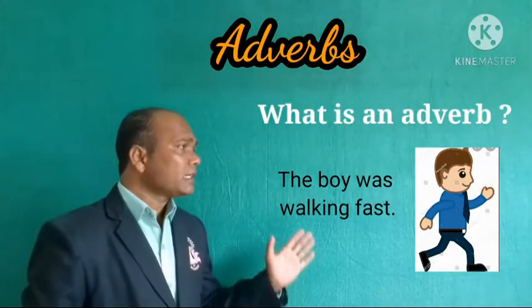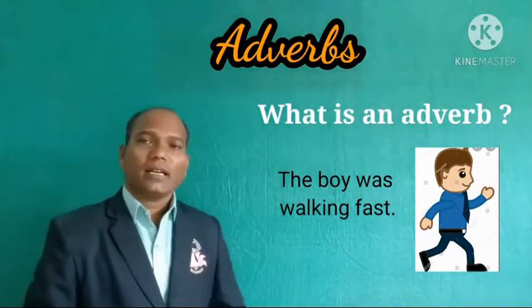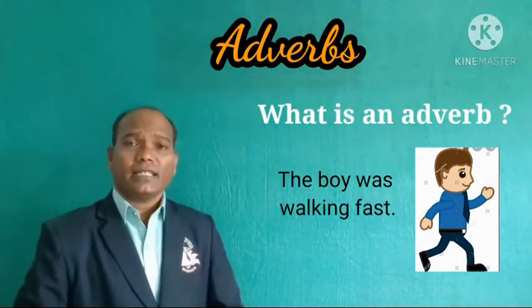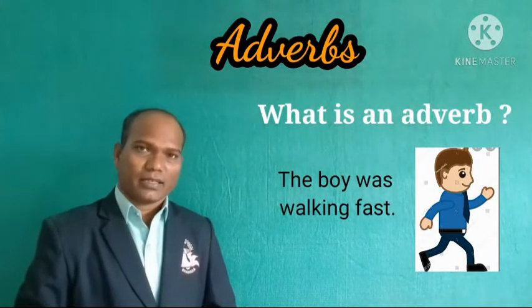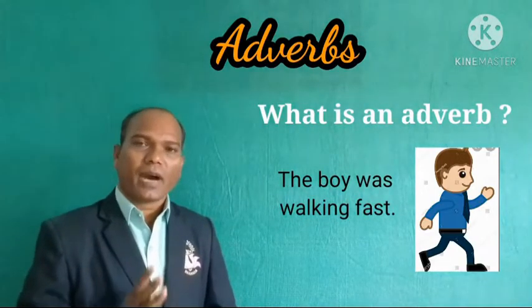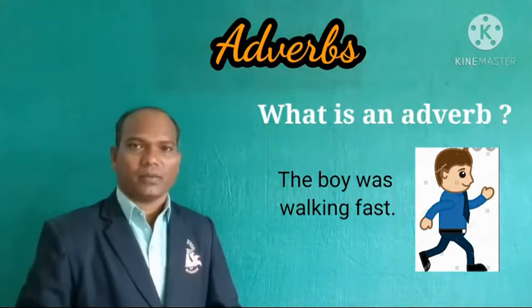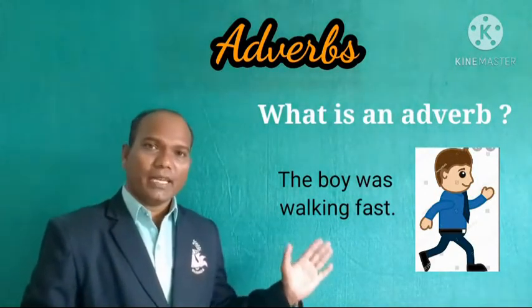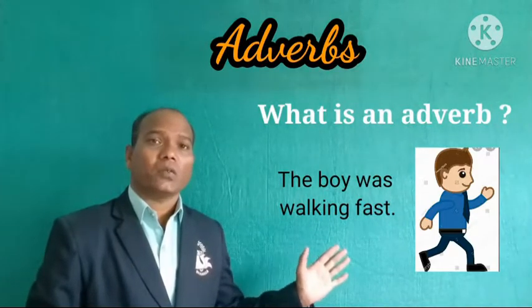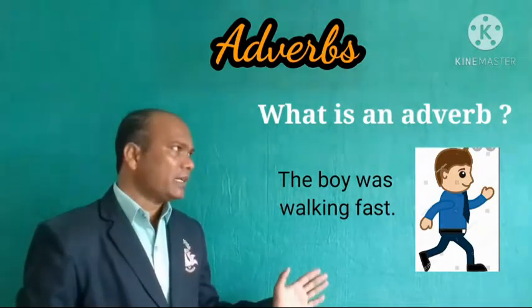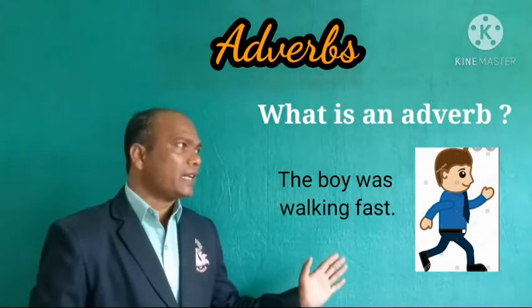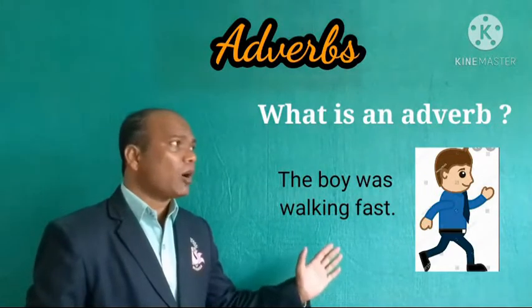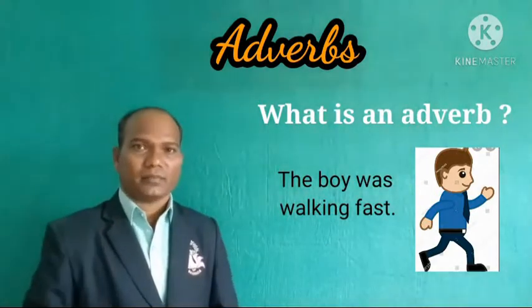First, the boy was walking fast. In this example, walking is a verb. Fast is an adverb because it adds something to the meaning of the verb walking. That's why fast is an adverb. It also modifies the meaning of the verb walking.